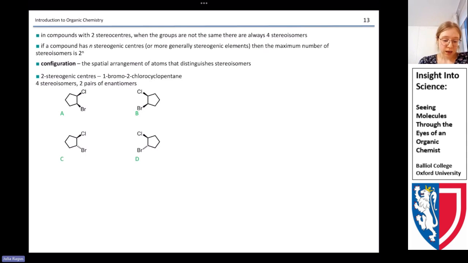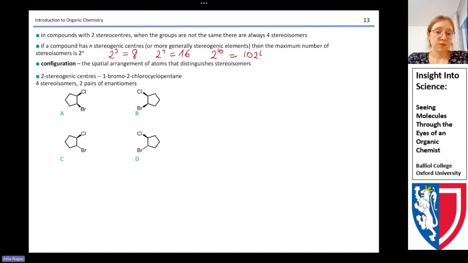So we can name them A, B, C, and D. If a compound has more than that, then the maximum number is 2 to the power of n. So for example, if you have 3 stereocenters, then you end up with the maximum number of stereoisomers being 8. If you have 4, then suddenly it's increasing to 16. And if you have 10, then your numbers are over 1,000.